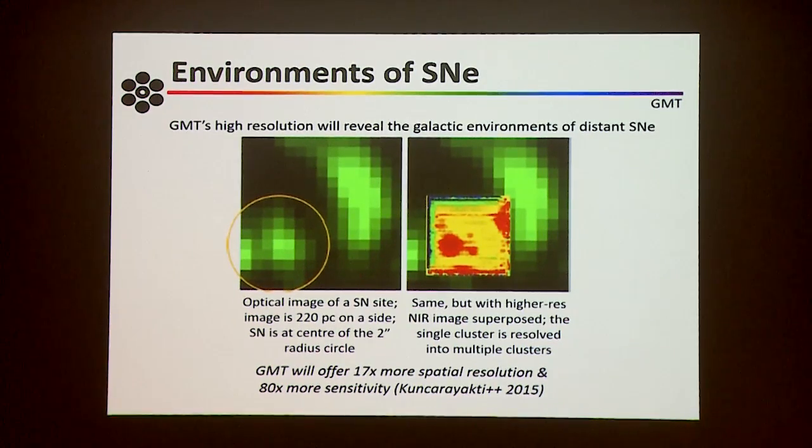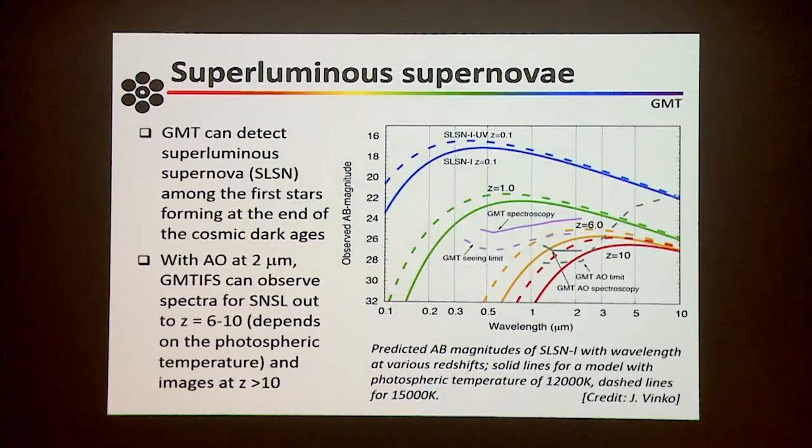So here's an example. Here's an observation done with an 8-meter telescope, looking at an optical image of a supernova site, a big blurry blob. The supernova is in here. Now, if you actually go to a higher-res near-infrared image superposed, you can actually begin to see a bit of structure. The single cluster is resolved into multiple clusters there. Now, in fact, GMT will offer 17 times more spatial resolution and 80 times more sensitivity than these particular observations. So that's an enormous gain, more than an order of magnitude, nearly 2 orders of magnitude gain for this sort of science.